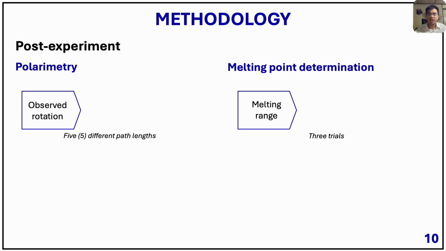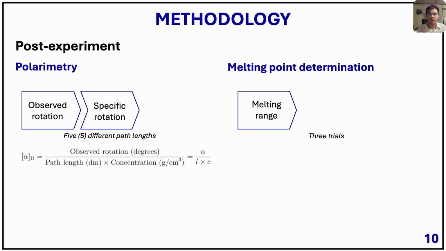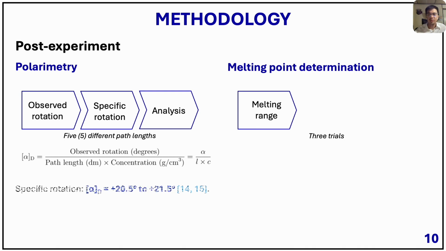To analyze the observation for the 5 different path lengths used, the specific rotations were computed. This is done using the equation below. Then for the analysis, the calculated specific rotations were compared to literature values. Note that ascorbic acid has a specific rotation of 20.5 to 21.5 degrees.